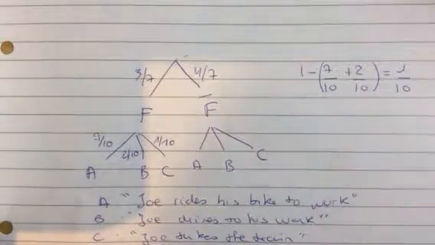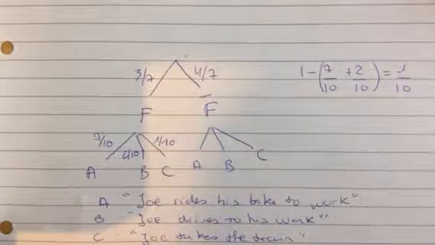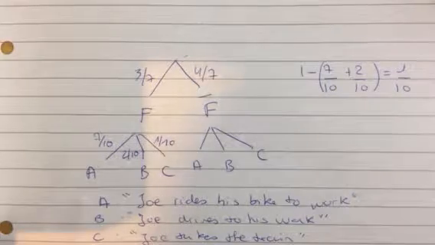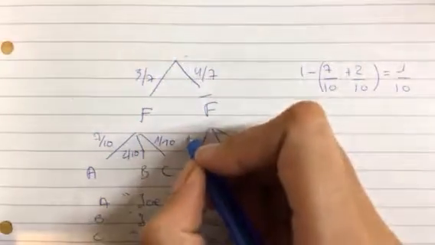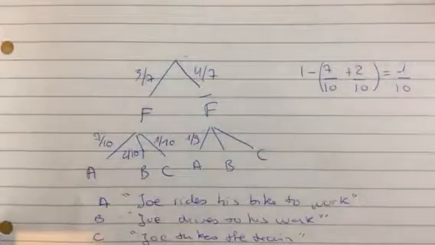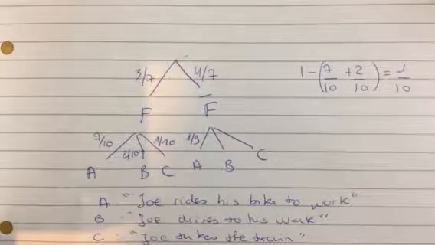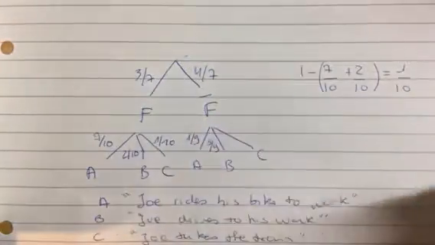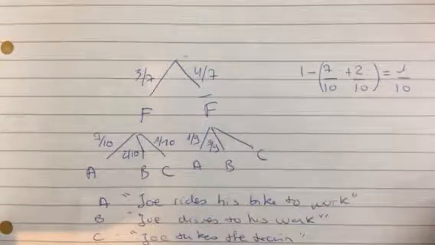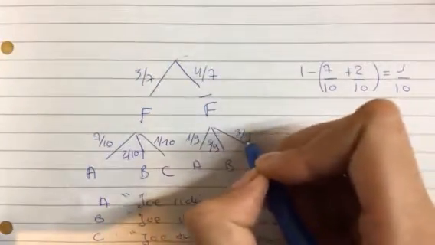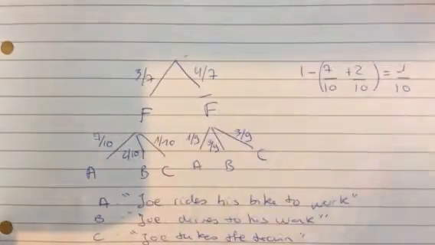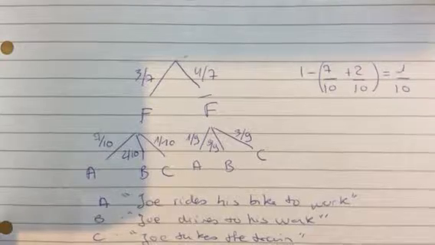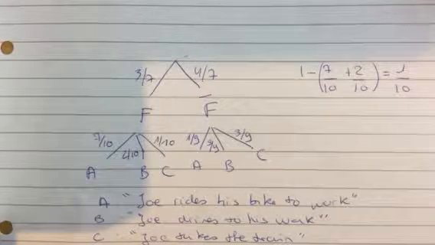And then finally, for the wet day, the probability that Joe rides his bike to work is 1/9. That he drives to his work is 5/9. So it means that C is 3/9. Since everything is clear and very understandable, we can start with the questions.